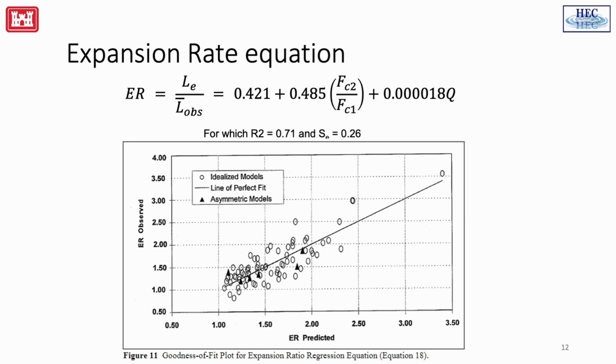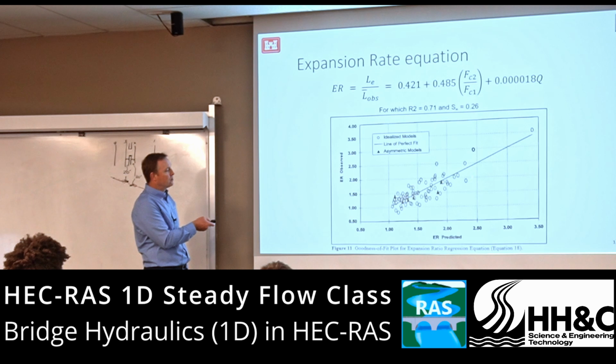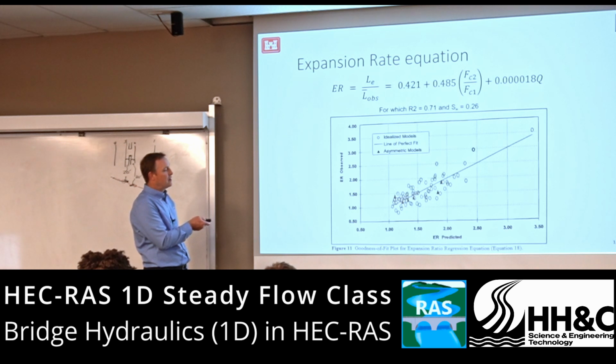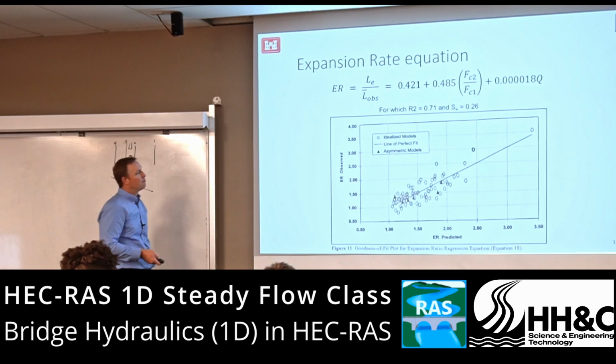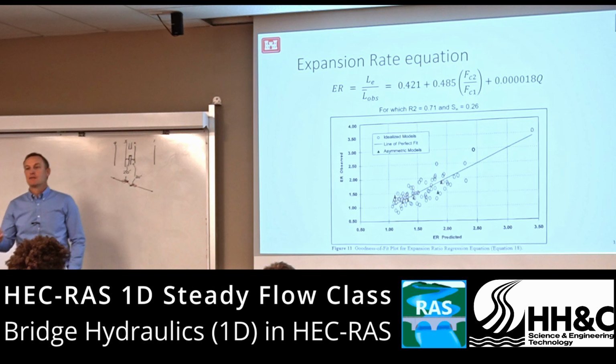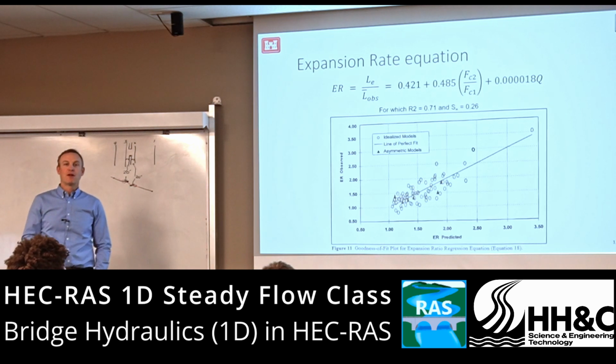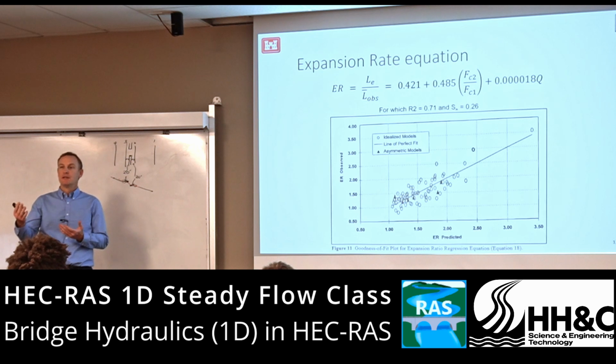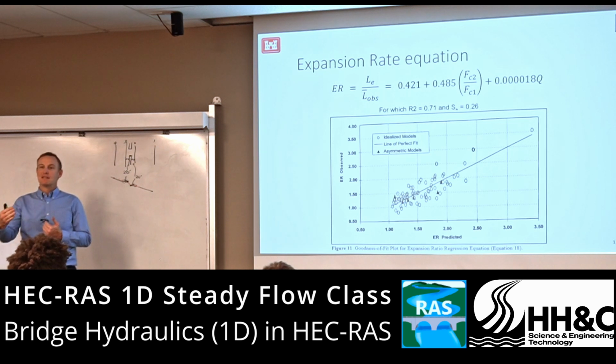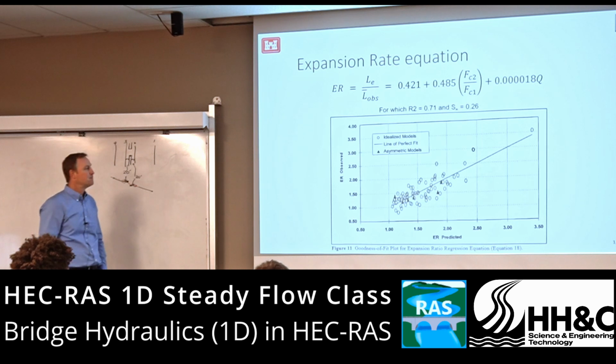Came up with an expansion rate equation, and as you can see, the expansion rate hovers right around 2. A lot of the data is between 1 and 2, but 2 is a very good benchmark. In previous days, if you were doing HEC-2 modeling, the guidance would have been to have an expansion ratio of 4 to 1. But that tends to be too long unless you're in a really, really steep, really constricted system.